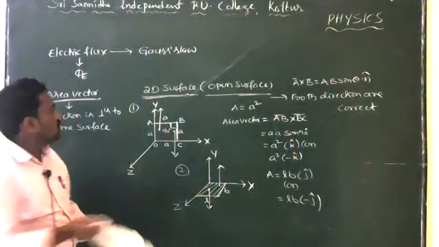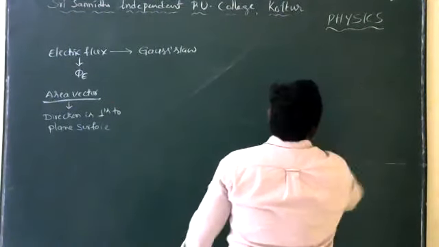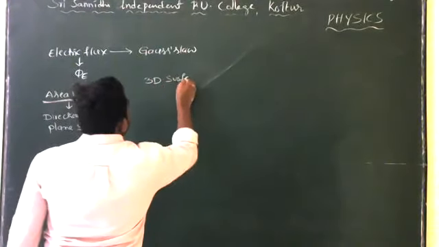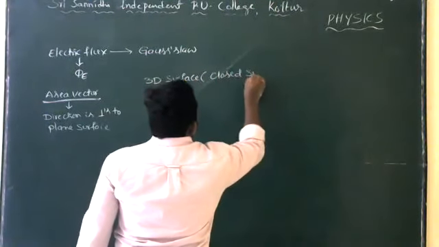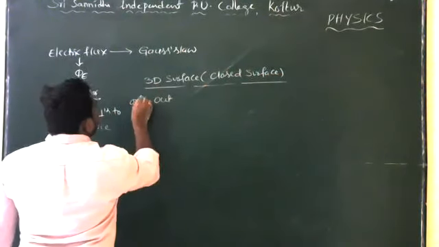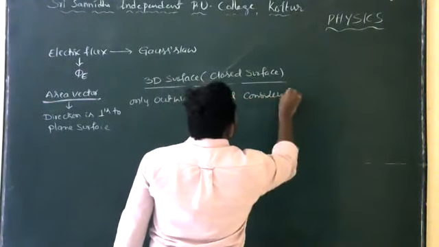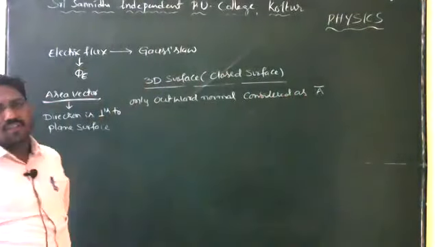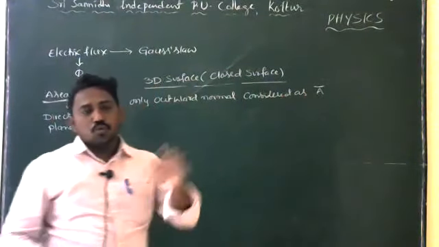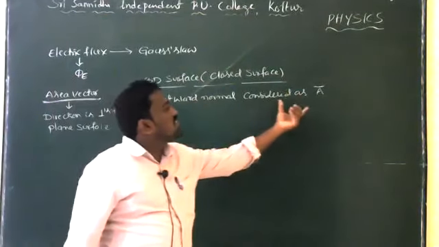Next, in the case of 3D surfaces. 3D surfaces are called closed surfaces. In this closed surface, only the outward normal is considered as the area vector. For 2D surfaces, both inward and outward normals are allowed. But 3D surfaces are closed surfaces, and 2D surfaces are open surfaces. In a closed surface, only the outward normal is considered as the area vector.